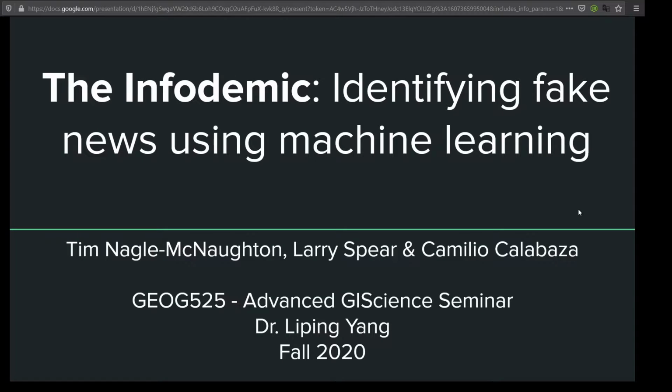Hey, my name is Tim, and I'm going to be presenting my group's final project for Geography 525 at the University of New Mexico. Our project was studying the infodemic, identifying fake news using machine learning.